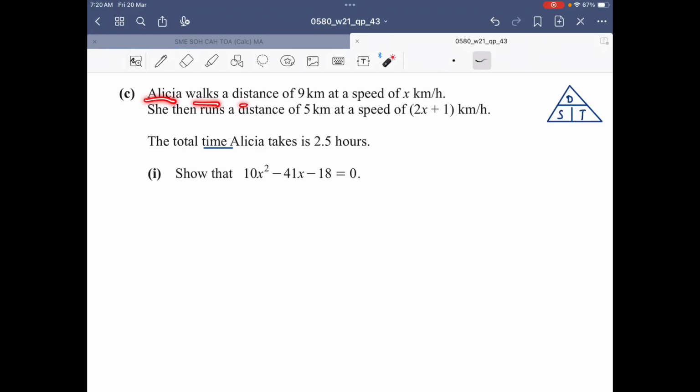Alicia walks the distance of 9 km at a speed of x km per hour. She then runs a distance of 5 km at a speed of 2x km per hour. And the total time that she spent will be 2.5 hours.